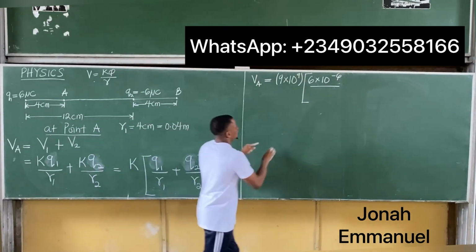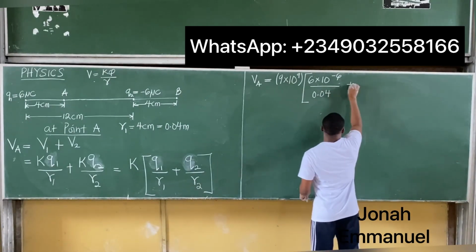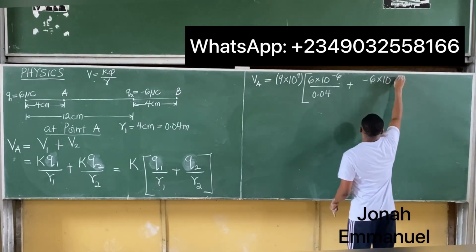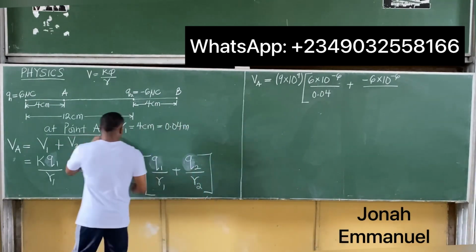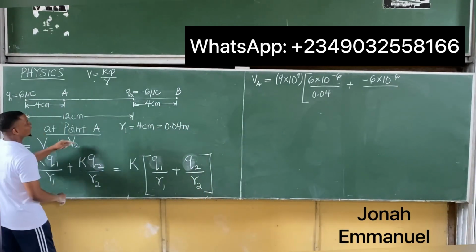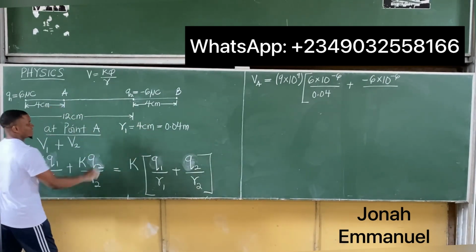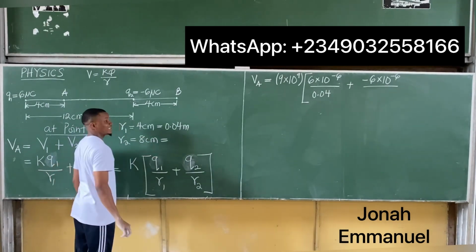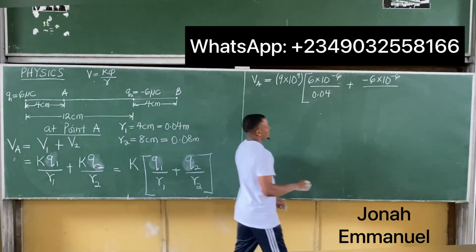Divide by 100. It becomes 0.04 plus Q2, that's 6 times 10 to the power minus 6, all over R2. What's R2? The distance from Q2 to point A. What's the distance? 8. So R2 is about 8 cm. Convert to meters, divide by 100: 0.08 meters.